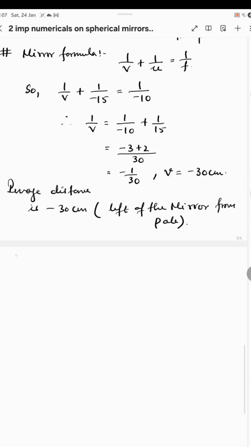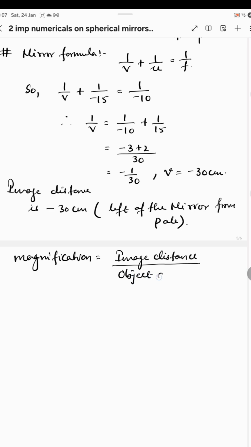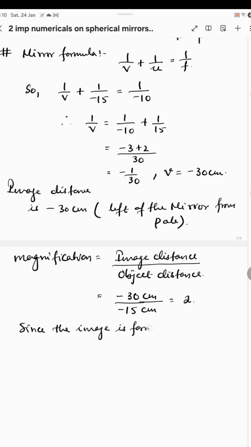Now let's take the magnification. So magnification is basically the distance of the image by the distance of the object. On calculating, we get magnification as 2. That is, the size of the image will be twice the size of the object. Now let's check the sign. Since the image is formed below the principal axis, we will take the magnification as negative.